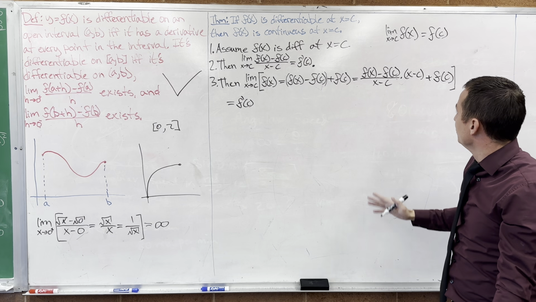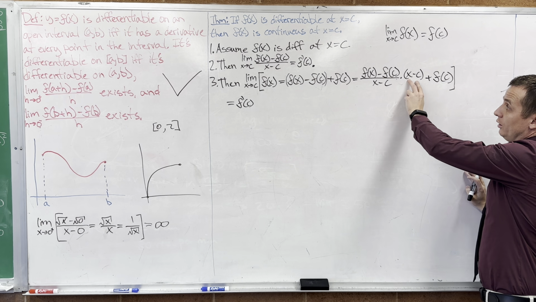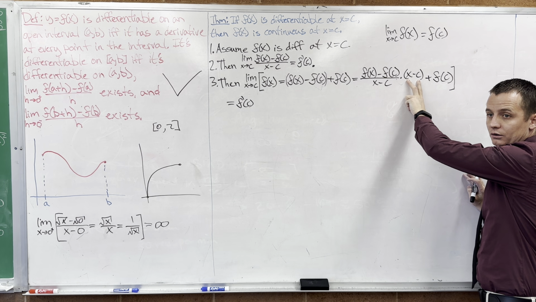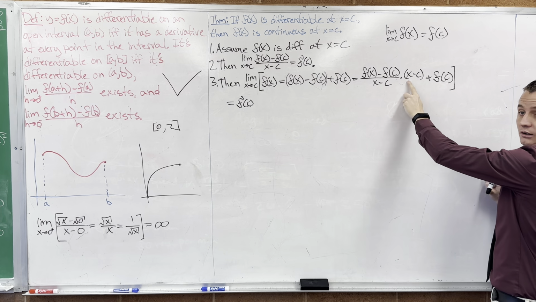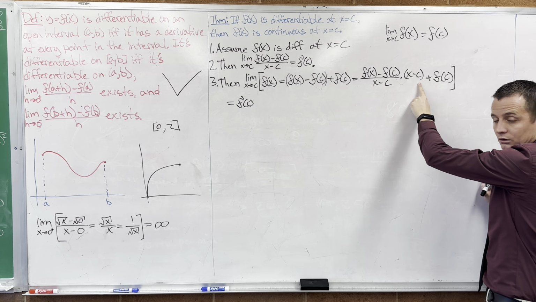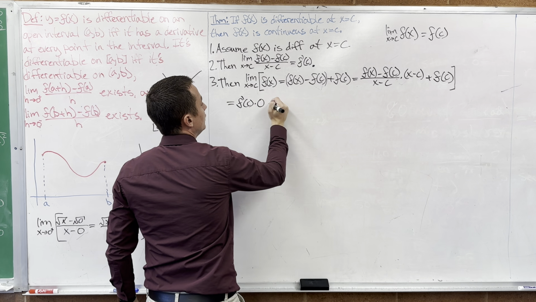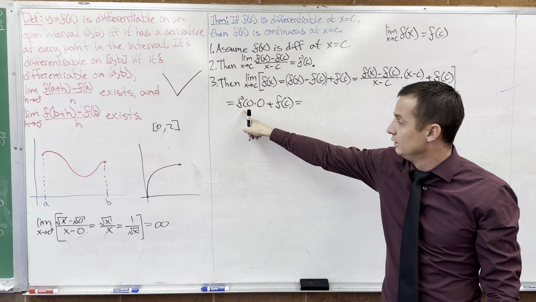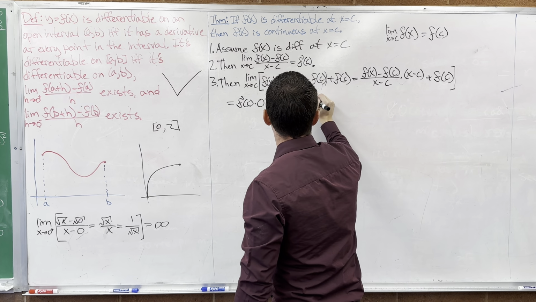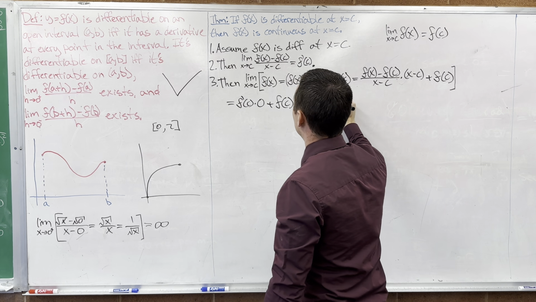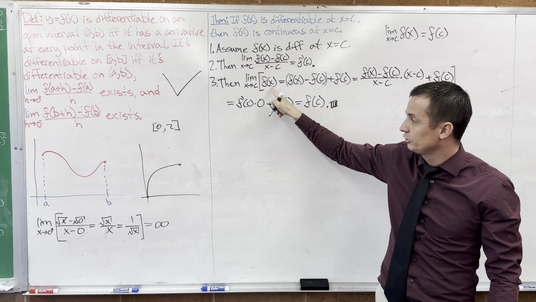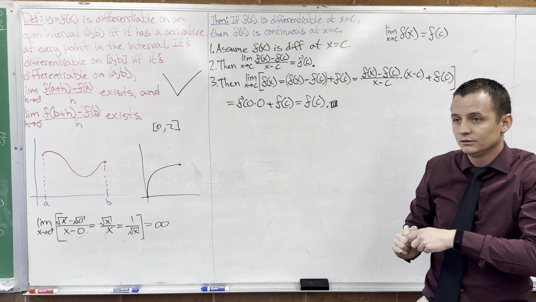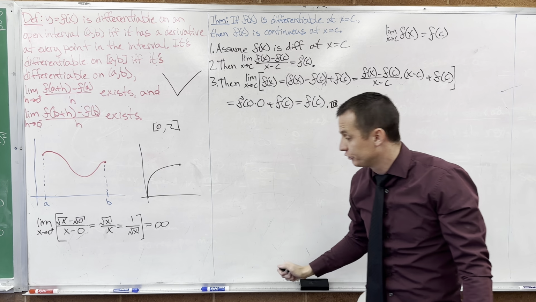Some limit times, as x approaches c, what does x minus c get closer and closer to? Zero. As x approaches c, we get c minus c, which is 0. So that's times 0 plus f of c. What's 0 times any number? 0. Plus f of c, which is what we were after. That's it. We showed that the limit as x approaches c of f of x is equal to f of c. Good? Alright, that's it for those two sections.